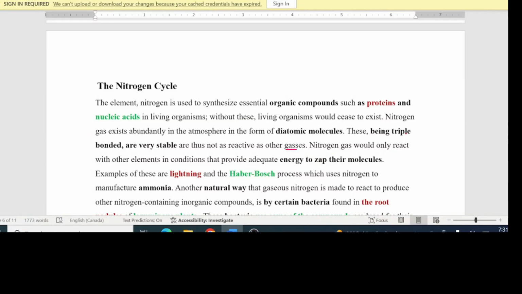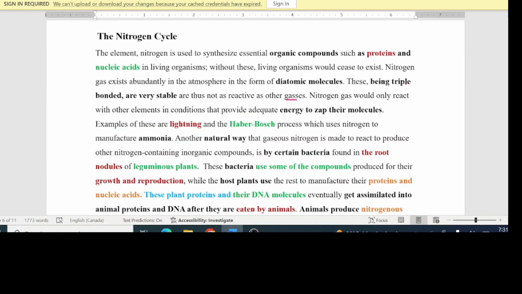We will now discuss the nitrogen cycle. This paragraph describes the steps and changes that are involved in the cycling of nitrogen in nature. Please browse through it and then we'll discuss the various aspects of this cycle next.